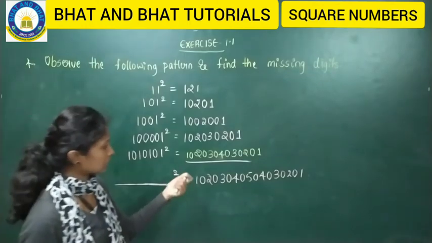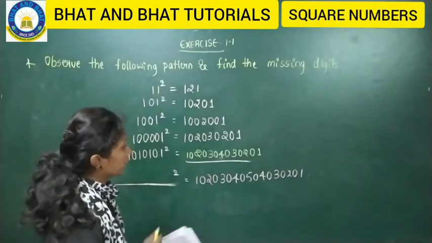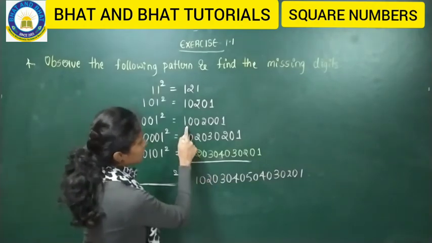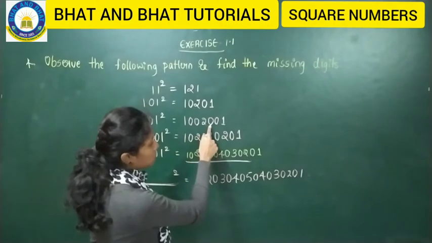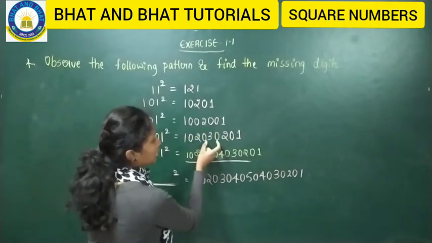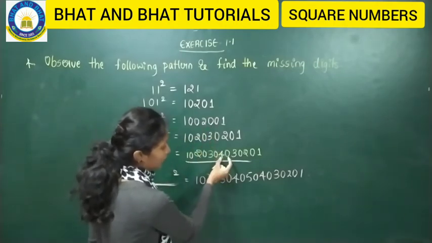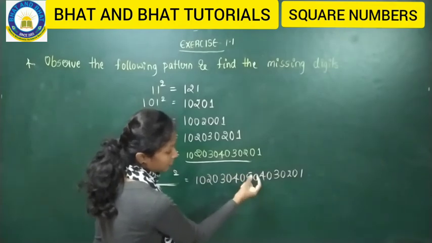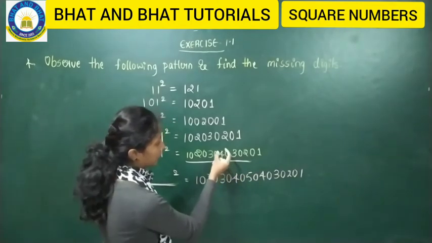Okay, hope you people did this and you got the same answer. One more logic I can tell you. See here you have 1020. It ends at 20, but here it ends at 30. Here it ends at 40 and here it ends at 50. This is the trick that you can follow.